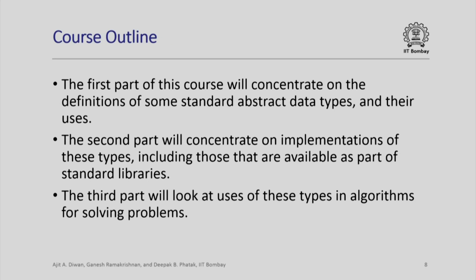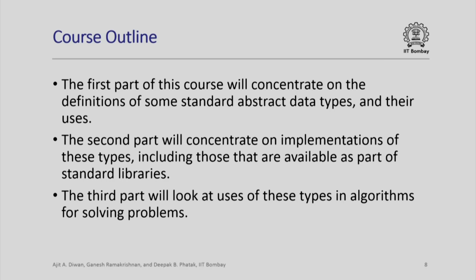So, let us look at the outline of this course that we will be doing. The first part of this course will actually concentrate on definitions of some standard abstract data types and their uses. There are many data types that occur very commonly, and we will look at their definitions and their properties and some operations of those types. So, this is actually independent of any programming language or any particular implementation. We are only defining what are the possible values and their operations.